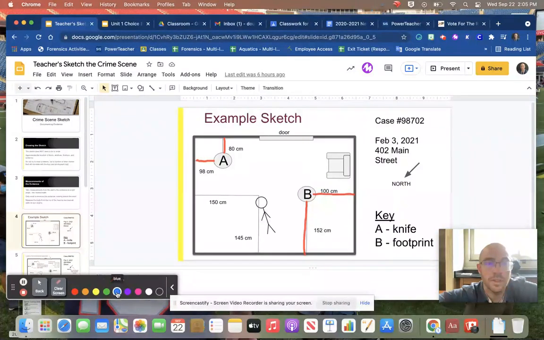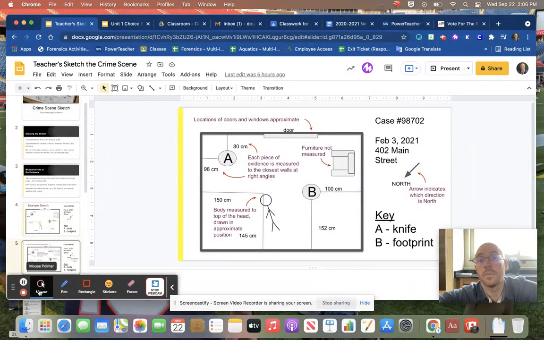Now, if you notice, there's something interesting over here with the body. Whenever we measure a body, we always measure from the head. The head goes to one wall, and then we go again to the nearest wall. But the most important thing to remember is, when there's a body, we start with the head. Again, we don't worry about measuring furniture. Furniture is not important. We don't really care about that.